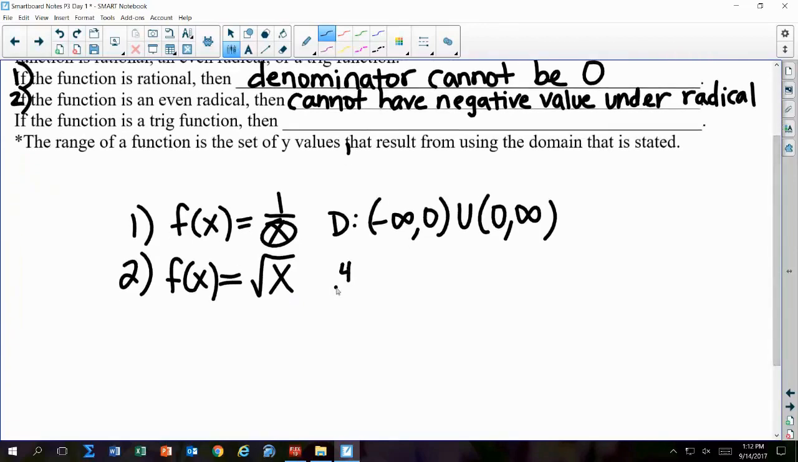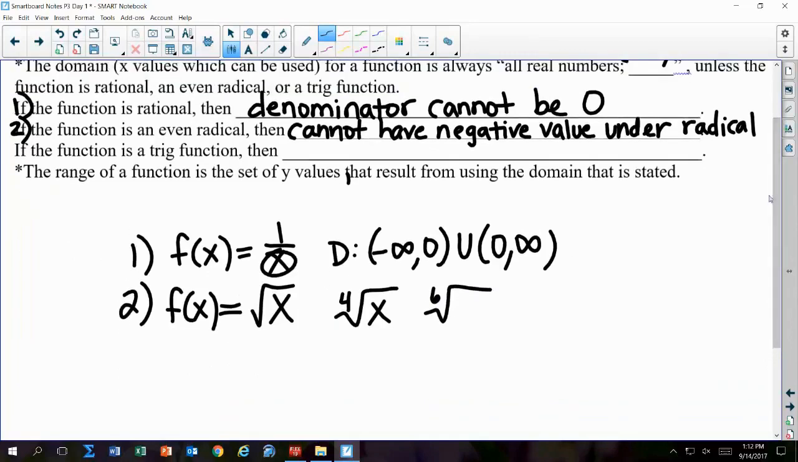Same thing with a 4th root or a 6th root. Any even root, you don't want negative numbers underneath the radical. Okay? And for number 3, it says if the function is a trig function, then I want you to write tan x, cotangent of x, secant of x, and cosecant of x, for all of those functions: tangent, cotangent, secant, and cosecant.